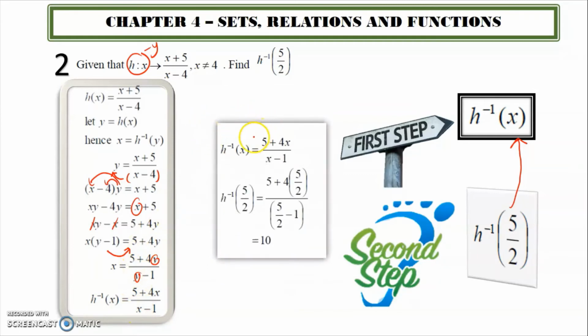Okey. Next, kita kena substitute 5/2 into X. So, daripada H inverse X ni, kita salin balik. So, kita buat pula H inverse 5/2. Maksudnya adalah substitute 5/2 into all X. Okey. So, ada 2X kat sini. Dua-dua kita gantikan dengan 5/2. Okey, and then kita kena simplify, kira dan dapatkan value dia.